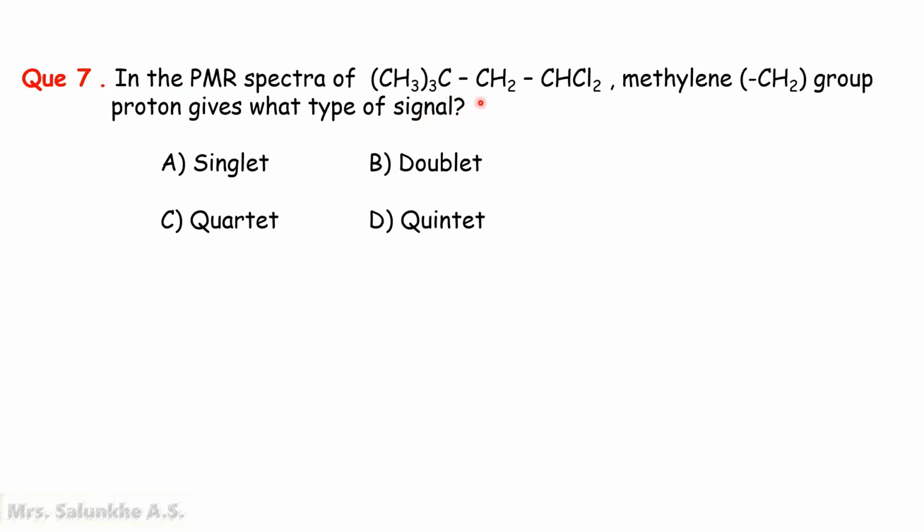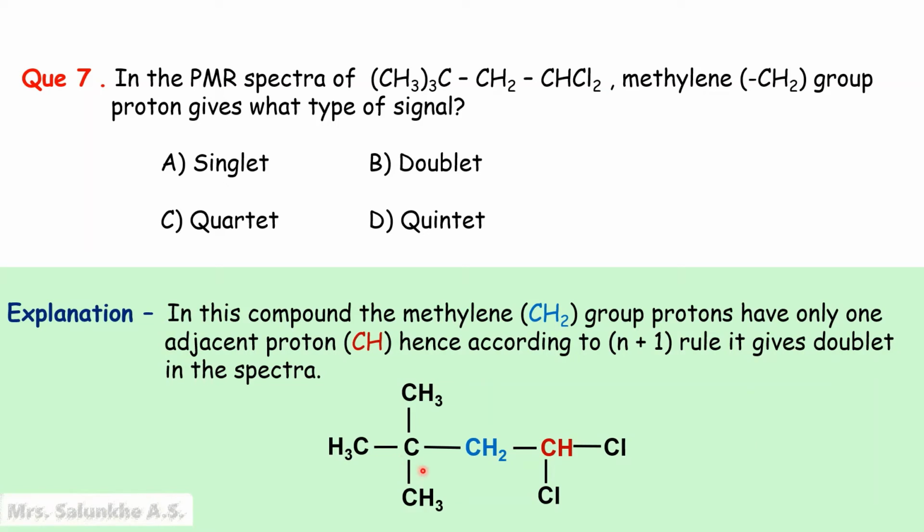And in that compound, this is the structure, and we have to determine the signal of the methylene group proton. And according to the N+1 rule, for the methylene group proton, there is only one adjacent non-equivalent proton. On this side, there is no proton on this carbon atom, and as there is only one non-equivalent adjacent proton, therefore, according to the N+1 rule, it gives a doublet in the spectra. Therefore, the correct answer is B, that is doublet.